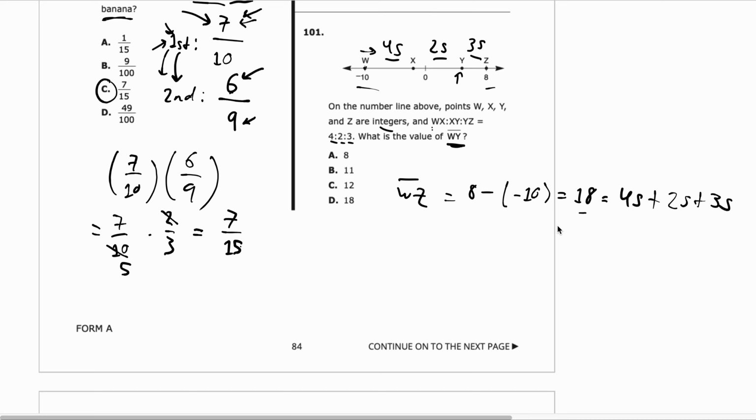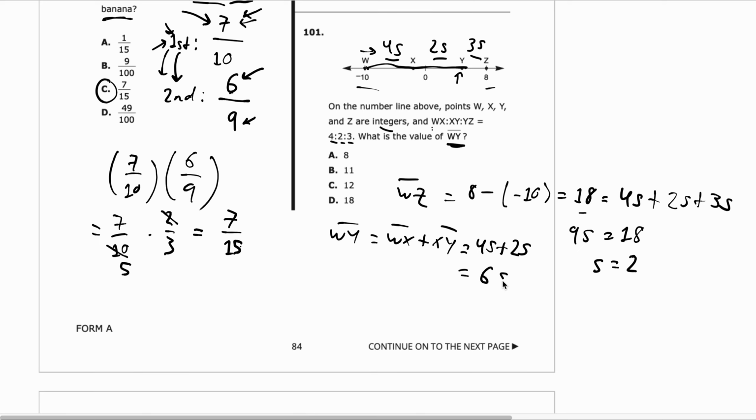And now we can actually solve for s. So this would be 9s is 18, and s is equal to 2. So now we know, if we want to solve for WY, well, WY is just equal to WX plus XY. And we know that WX is 4s plus XY, which is 2s. So this would be equal to 6s, and s is just equal to 2. So this would be 12, which is C.